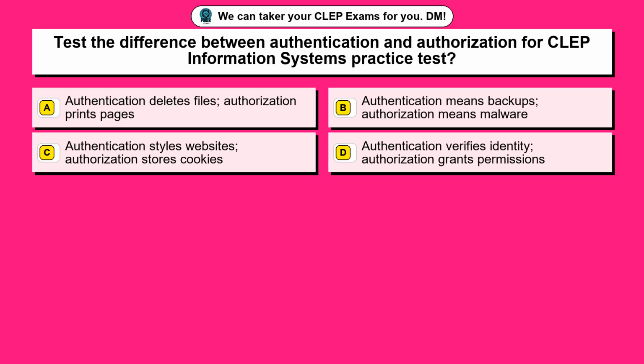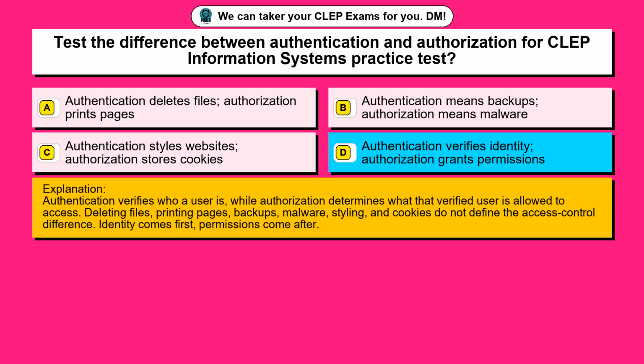Question 46. Test the difference between authentication and authorization for CLEP Information Systems practice test. Option A. Authentication deletes files, authorization prints pages. Option B. Authentication means backups, authorization means malware. Option C. Authentication styles websites, authorization stores cookies. Option D. Authentication verifies identity, authorization grants permissions. The correct answer is option D. Authentication verifies identity, authorization grants permissions.